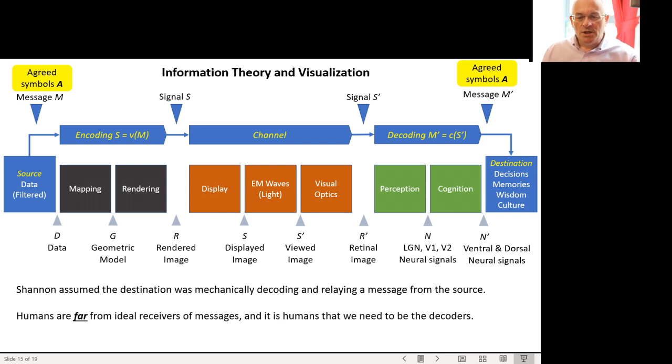So in Shannon's terms, the destination was a mechanical decoder. In visualization terms, humans are far from ideal receivers of messages. We're not mechanical decoders. We change messages, we add to them, and in visualization we need to understand in some ways what the limits of our visual systems and our cognition systems are, so we can design visualizations which fit the capabilities of the visual system and the mind to take information from a visual signal.